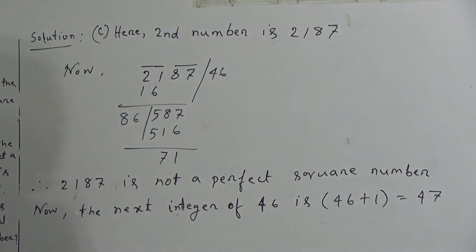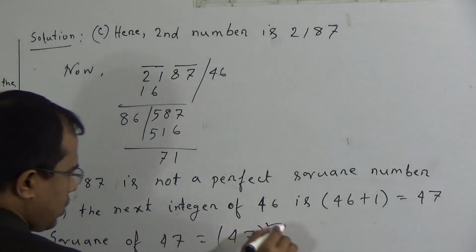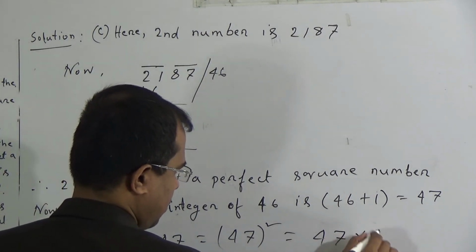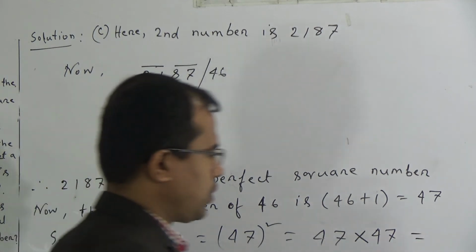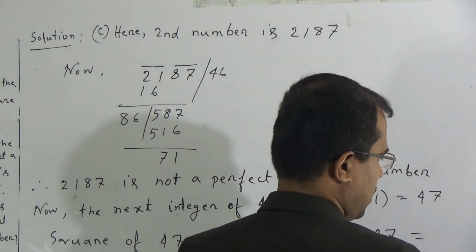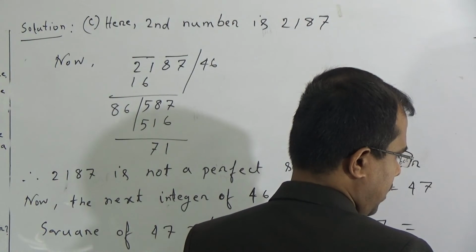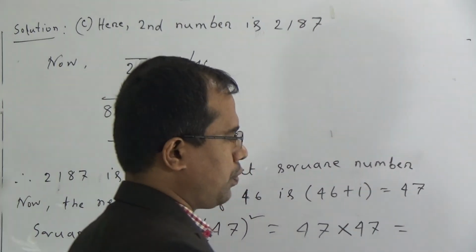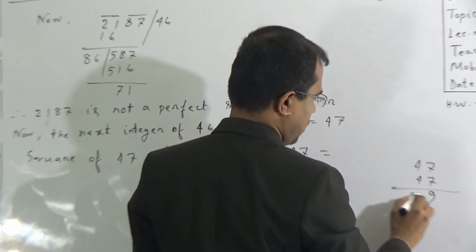Now we will find out the square of 47. Square of 47 is 47 squared, this is 47 multiplication 47. If we multiply 47 with 47, then what will be the answer? 7 7s are 49. We write 9, carrying 4. Again 4 7s are 28. 28 plus 4 is equal to 32.